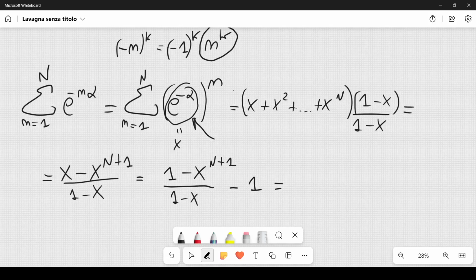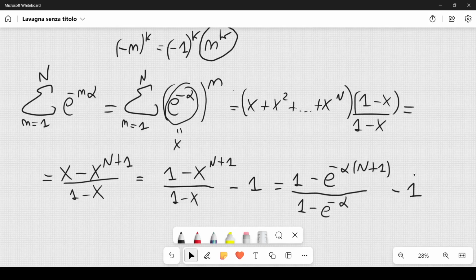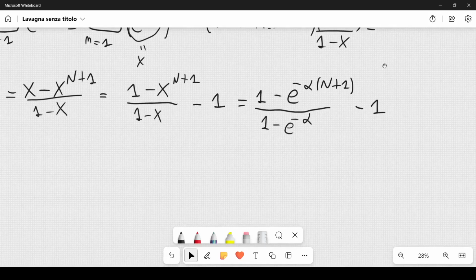Therefore, if you remember the definition for x, here we have 1 minus e to the minus alpha to the n plus 1. So we can multiply the argument here alpha by n plus 1 for the properties of exponentials, and then we divide by 1 minus e to the minus alpha, and we subtract 1 like this. Now let's focus on this denominator. In particular, we can rewrite 1 over 1 minus e to the minus alpha.